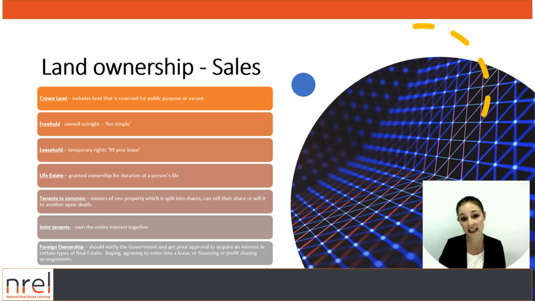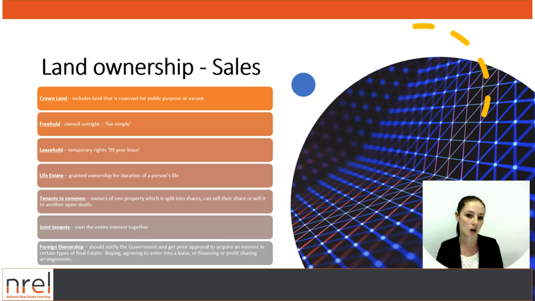It doesn't need to be equal shares. So owners of one property which is split into shares, they can sell their own share or will it to another person upon their death. So I might own 60% and somebody else might own 40%. If I choose that I want to get out of my 60% share, I could leave that share to my children or I could sell it to somebody else. So this is where you might see part sales that come up in your search results when you're looking at doing appraisals on sale properties.